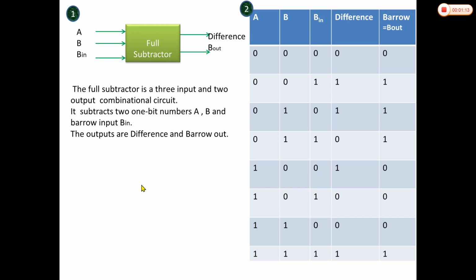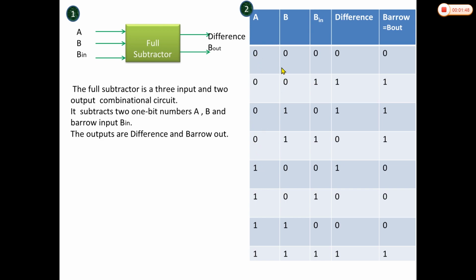We have to follow 4 steps to design any combinational logic circuit. The first step is to identify the inputs and outputs. In this first step, the full subtractor has outputs difference and borrow out. Inputs are A, B and borrow input. Next, the second step is preparing the truth table. The truth table consists of outputs and all possible inputs.